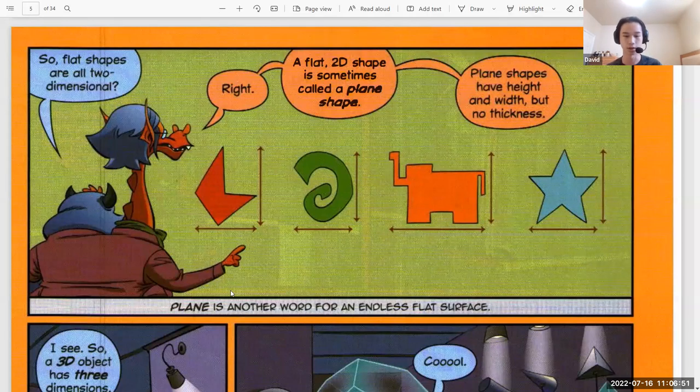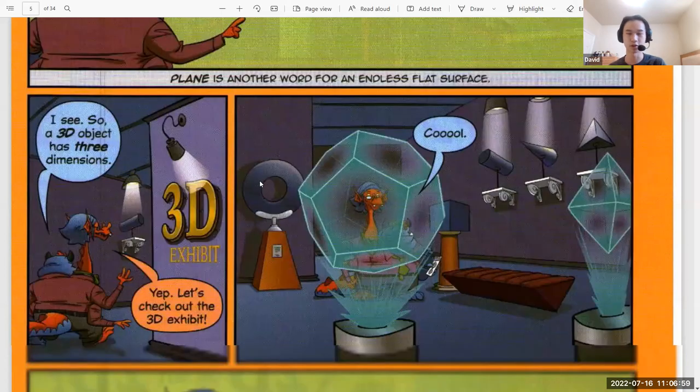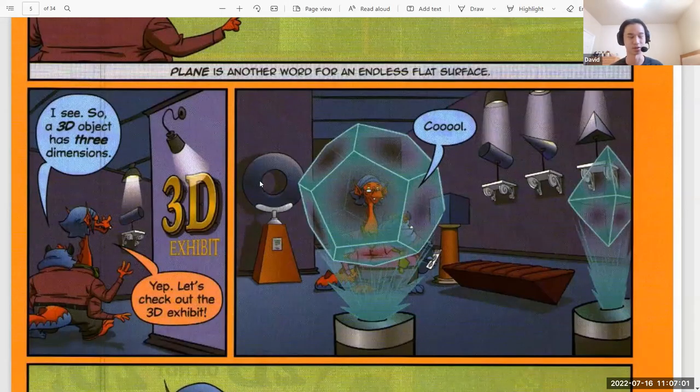Plane is another word for endless flat surface. So 2D shapes are flat, so they can be called plane shapes. Yes, if we're going a little too fast, if you guys have any questions, please let me know. Don't forget, feel free to mention in chat, anything like that.